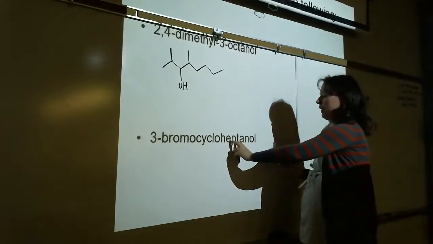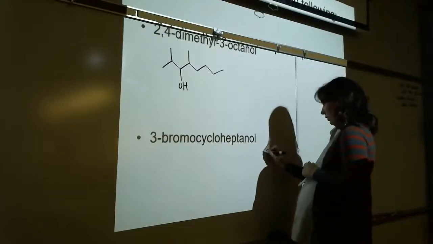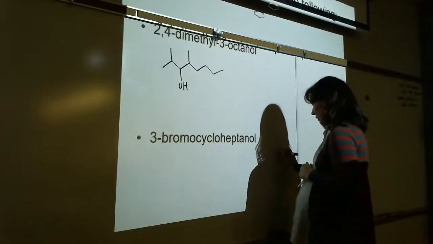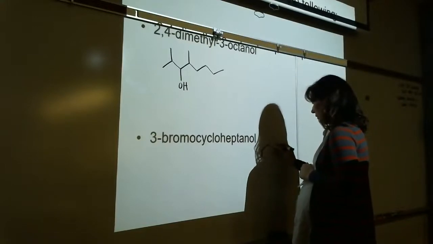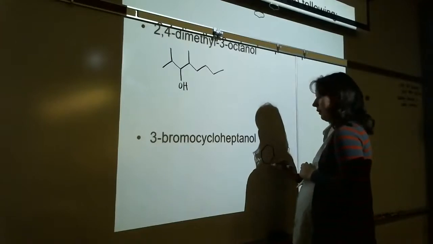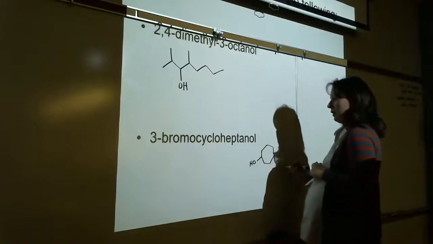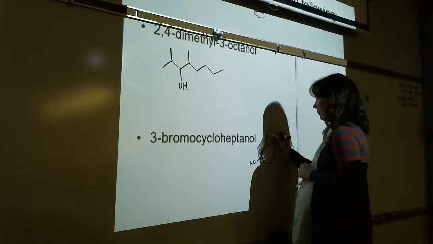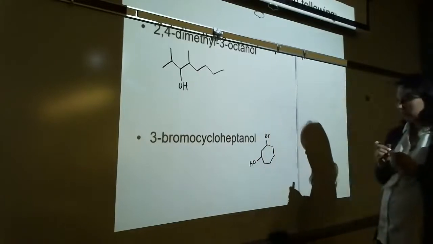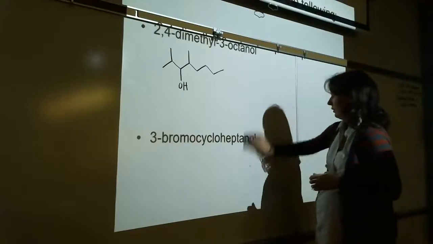How many carbons are in that chain? 7, and it's cyclo, so have fun drawing a 7-membered ring. I have to kind of think about drawing a 7-membered ring too. Okay, so that's carbon number 1. And then 3-bromo, 1, 2, 3. Do we agree? All right.